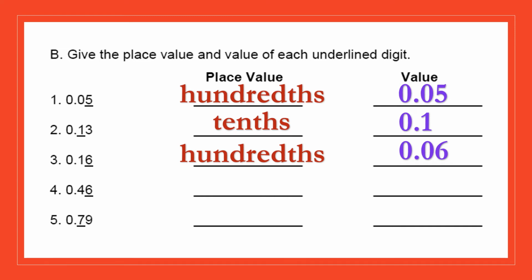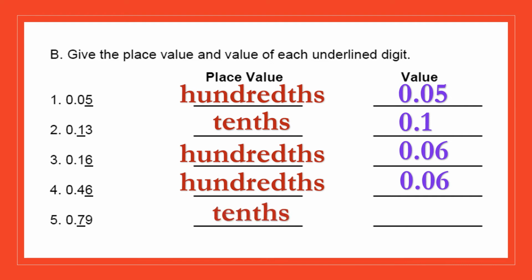0.06 or 6 hundredths. Next, number 4. What is the place value of underlined digit? Correct, hundreds. And the value? Correct, 6 hundredths or 0.06. Next, what is the place value of the underlined digit? Correct, it's tens. And the value? Okay, 7 tenths or 0.7.